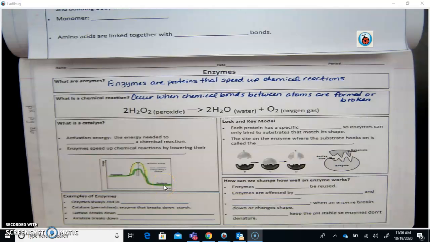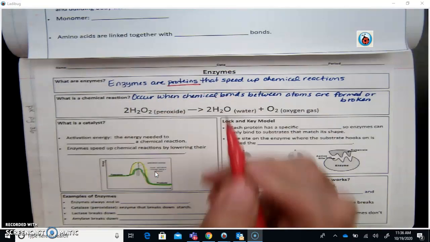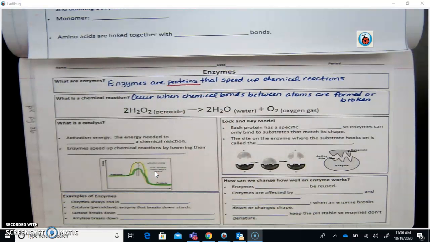Okay, today we're going to talk about enzymes. And please remember that enzymes are proteins. That's the type of organic compound they are. So they are proteins that speed up chemical reactions by lowering something called the activation energy, the energy that's needed to get a chemical reaction started.